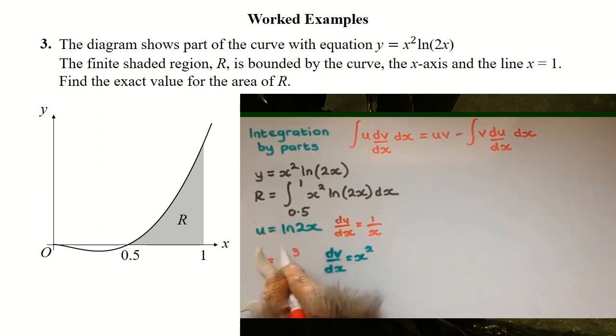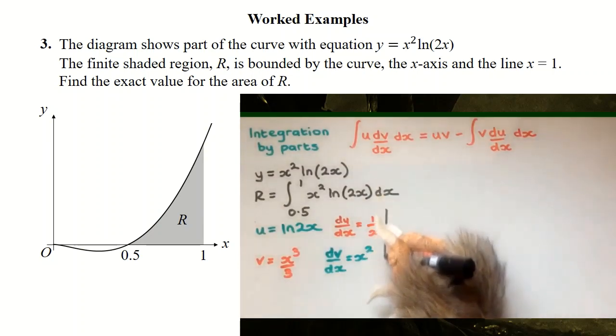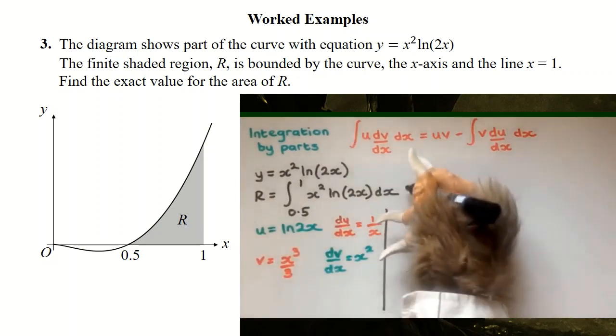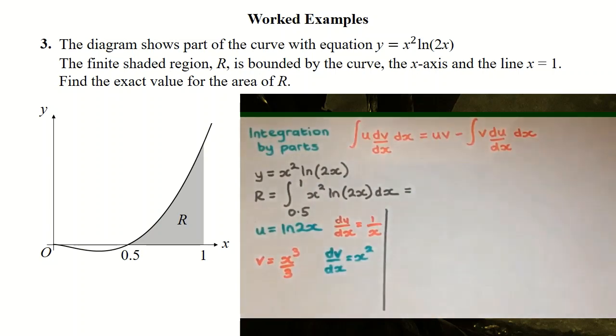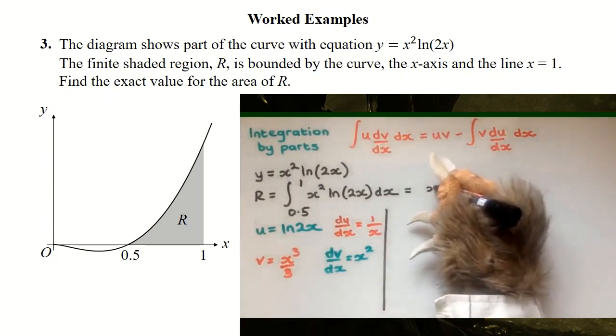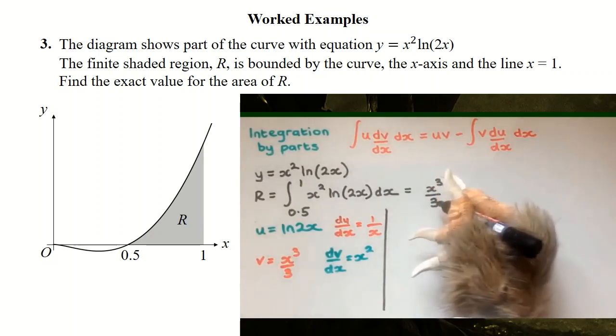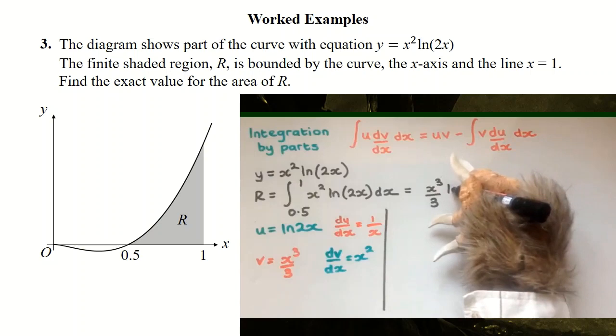There we go. Our ingredients are done. So let's go straight to evaluating R. So I'll just partition that off. So we've stated the integral already, so I can put that's going to be equal to uv, so that's going to be x cubed over 3 multiplied by ln of 2x.